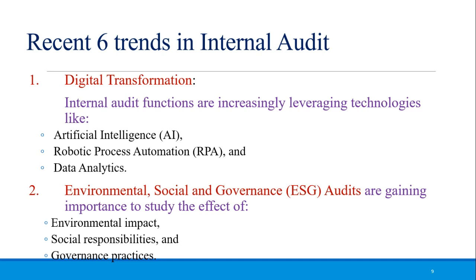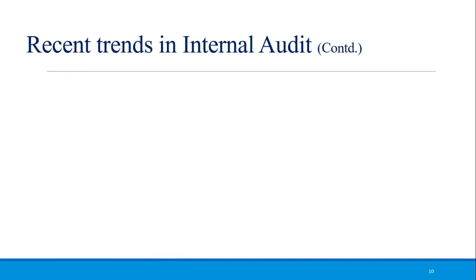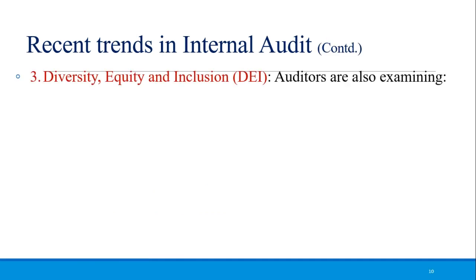All the banks want the auditors to submit a report. All the companies want their internal auditors to study the environmental impact and social responsibilities. So that's gaining a lot of importance, and governance. Definitely nowadays the significance of governance is high, with a lot of companies failing for want of governance. Government is also very particular about governance related audits. Then the third is another very important one.